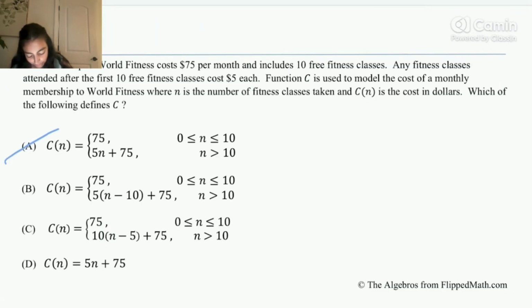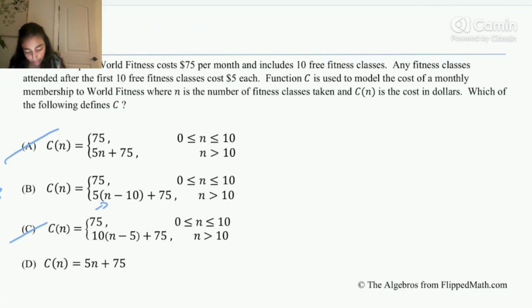The second one actually makes more sense because it's the number of classes you have. So let's say it is that 15 minus 10 times 5 plus 75. So I'm going to put a star by this because that seems like the right answer, but we still have to look at the others. Here, from 0 to 10, it's 75. Over 10, it's 10 times n minus 5 plus 75. That just doesn't even make sense. We can cross that one out as well.